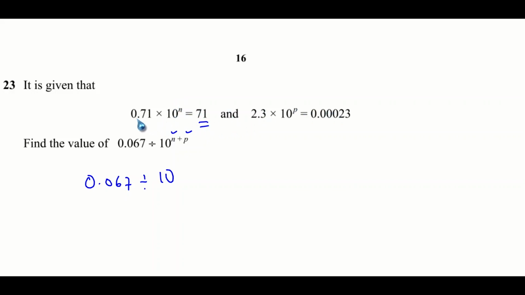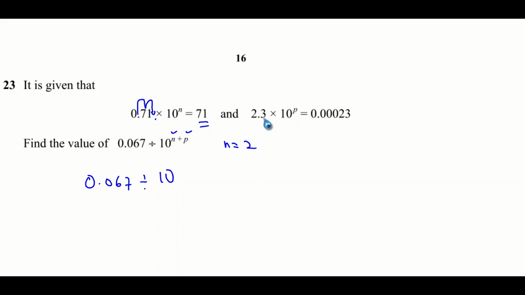So if you have 0.71 and you multiply by 10 to the power of n and it becomes 71, that means you have shifted this decimal point forward. So let's see, 1 to be here and 2. So the decimal point will be here. That's where you get 71.0, which is 71. So that means n is equal to 2 from here. n is equal to 2.